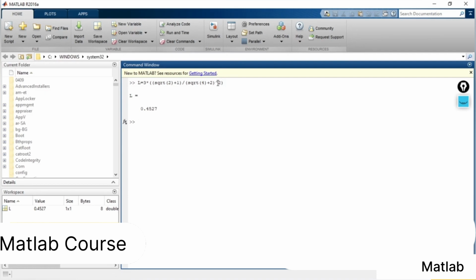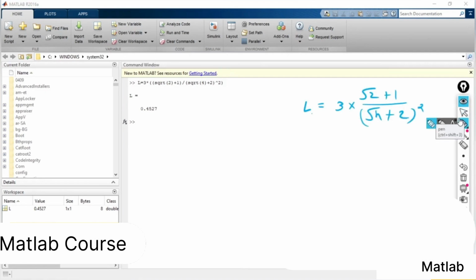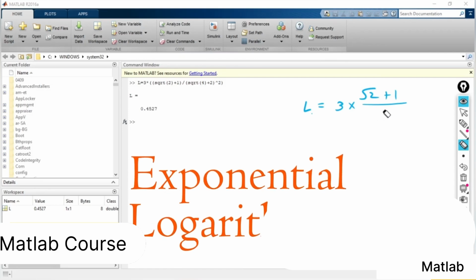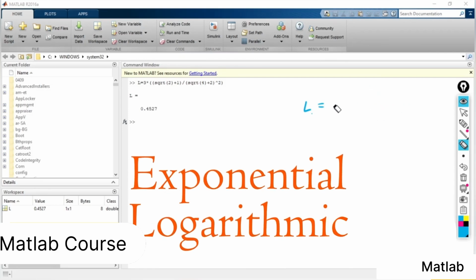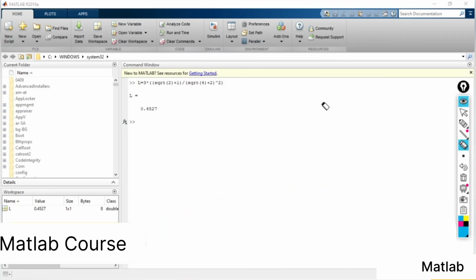So these are simple arithmetic logics, showing how you can implement arithmetic equations in MATLAB. In the next video, we are going to study exponential and logarithmic functions and how to implement them in MATLAB. But before that, there are a few exercises for you. I am displaying these equations to you. You need to implement them in MATLAB and then tell me the answer.